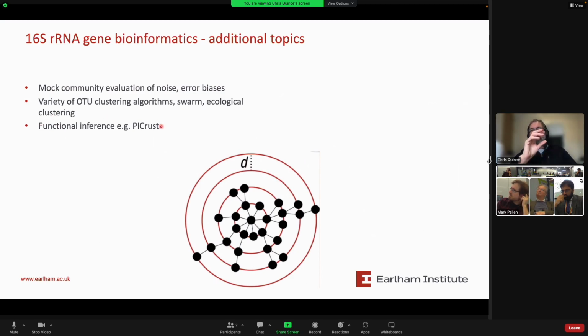The key thing is that the 16S gene is purely structural. So it tells you nothing about the function of a community, and that's why we want to do shotgun metagenomics, which we'll get on to in a minute.